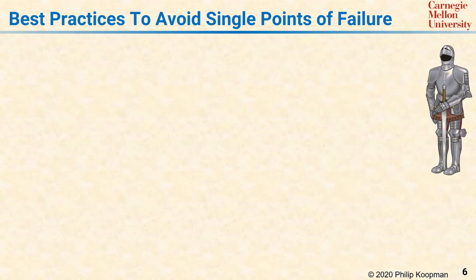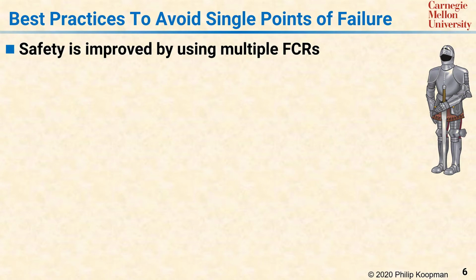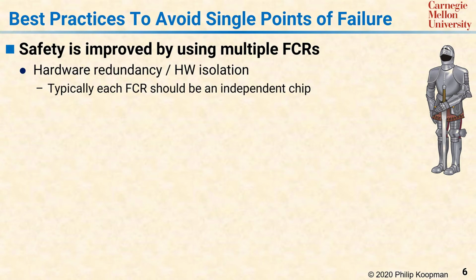Best practices to avoid single points of failure revolve around proper use of multiple fault containment regions. To do this, first use hardware redundancy to provide multiple FCRs and hardware isolation between FCRs so that each will fail independently. Typically, each FCR needs to be an independent integrated circuit chip to avoid unforeseen coupling mechanisms within a single chip that can cause correlated failures across that one chip.